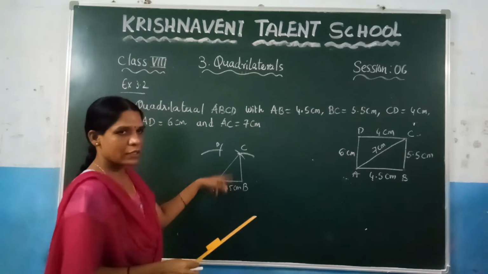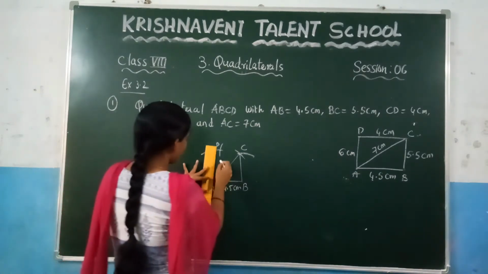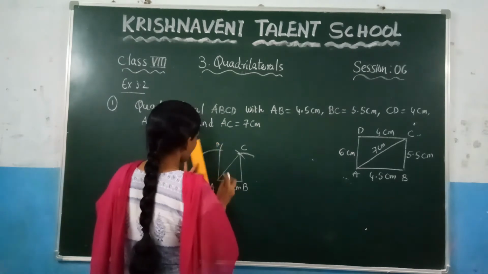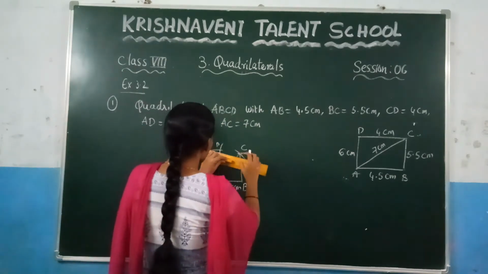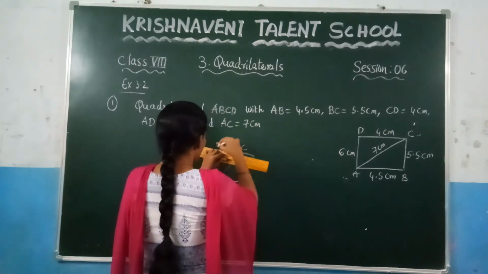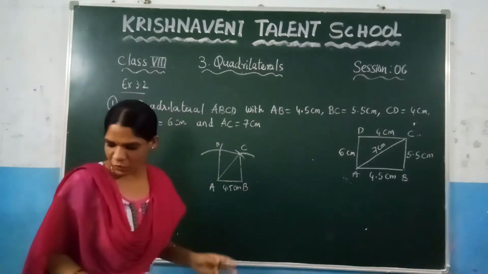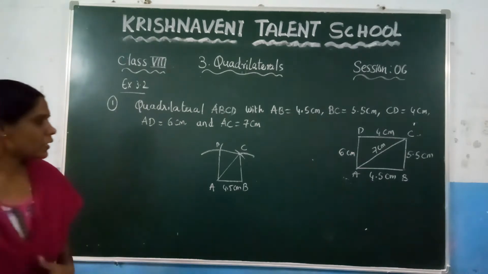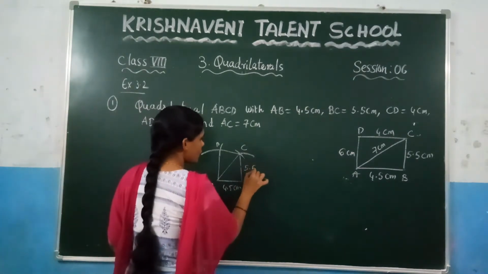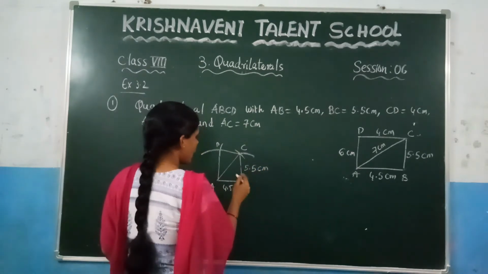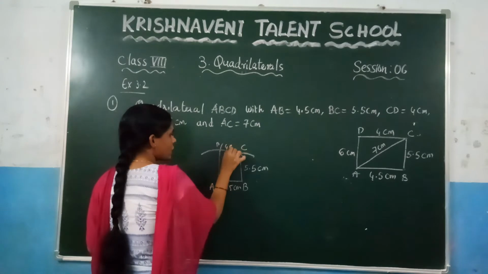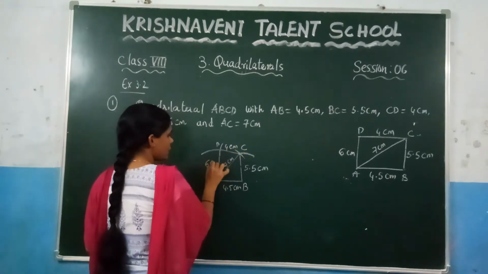We can join these lines here. So join A and D. And similarly here you can join C and D. Right? So we got the quadrilateral here. Let us mark the measurements. What is BC here, which is given as 5.5 centimeters, and the diagonal which is 7 centimeters, and this is 4 centimeters, and this is 6 centimeters.